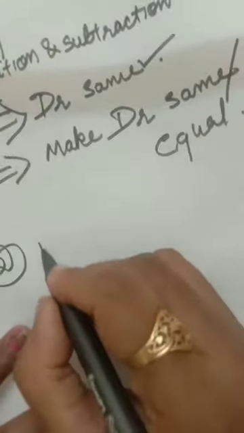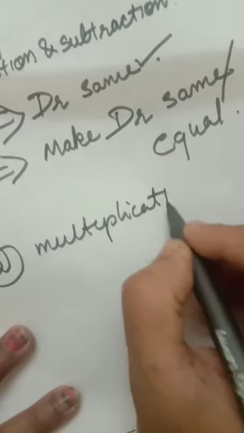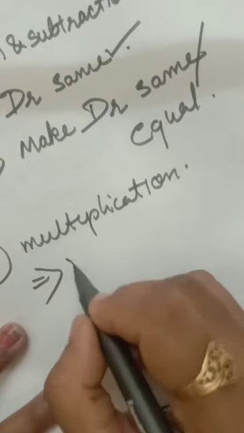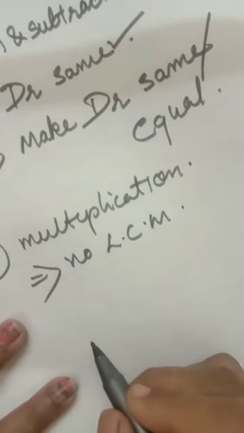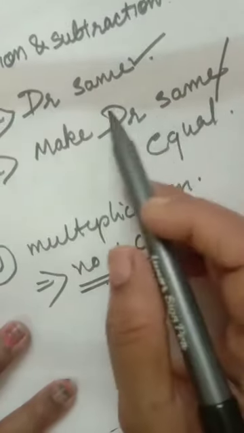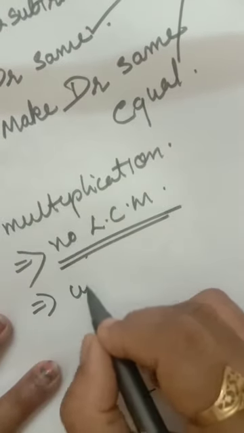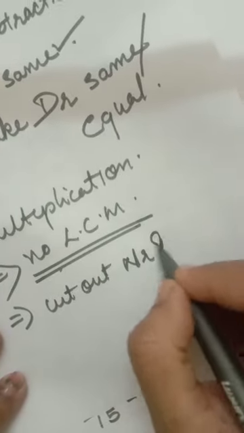Multiplication time. No LCM. No need to take LCM. No need to check whether denominators are same or not. Only you have to cut out numerator and denominator.